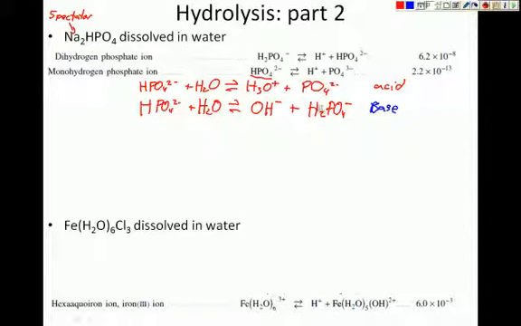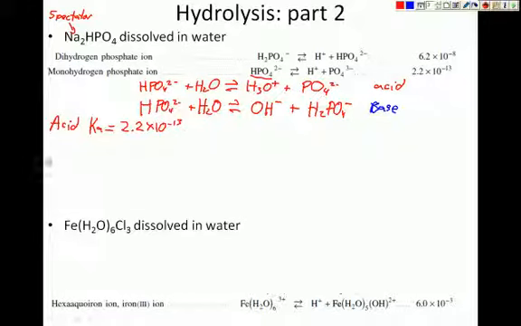So now we have to figure out what is going to happen. Is HPO4 going to act as an acid, or is it going to act as a base? Let's take a look at the acid Ka. When it acts as an acid, it's going to act like this one down here. This one is the acid Ka, and it equals 2.2 times 10 to the minus 13.